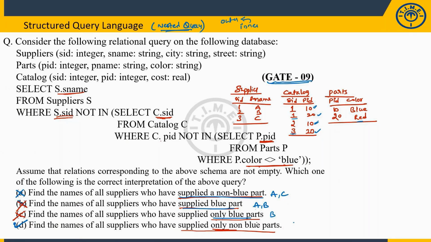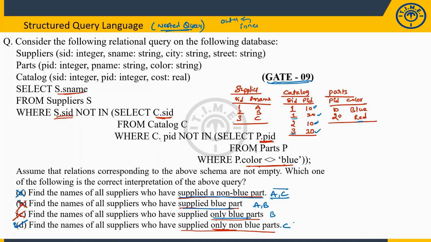And option D says supplied only non-blue parts. Non-blue part is red. Red is supplied by 1 and 3. 1 is also supplying blue parts. Only non-blue is 3. That is C. So how do you have to select the answer? Evaluate this query, whatever the query is given, on this table of data, and see what output you are getting. Based on that output, you have to select the particular option.